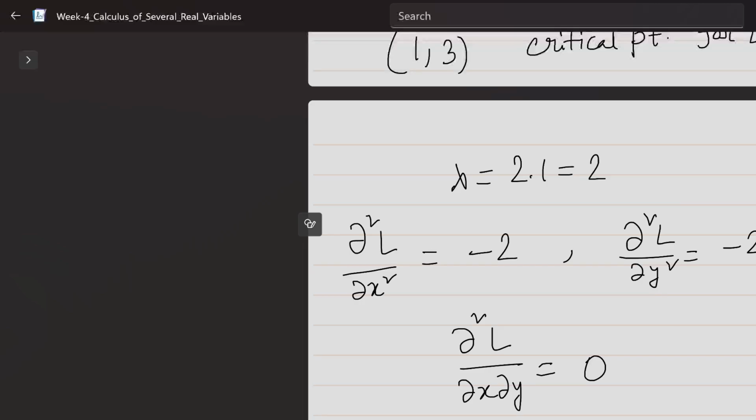So what is the value of the local maximum? The value is 49 minus x square, minus y square, minus 3 square. So it is 39. That's the answer.